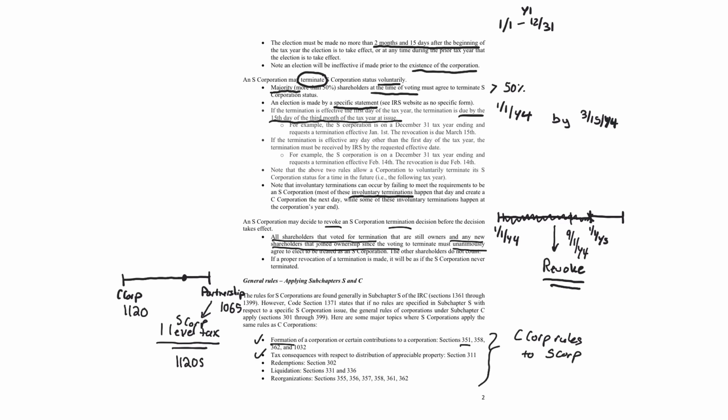Also, redemptions. The Section 302 redemption rules apply to S corporations as well. So the 4 requirements, right? You've got the substantially disproportionate, you've got the complete termination, you've got partial liquidation, and you've got not essentially equivalent to a dividend, NEED. Liquidation. The liquidation rules apply to S corporations just like they did for C corporations, 331, 336. Finally, reorgs. Reorganization rules apply to S corporations. We haven't talked about that because it's a basic discussion in our previous videos, but just know reorganization rules apply to both C and S corporations.